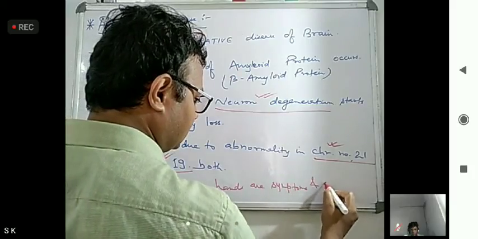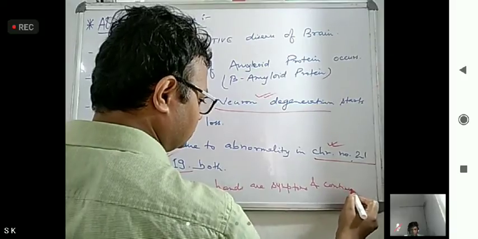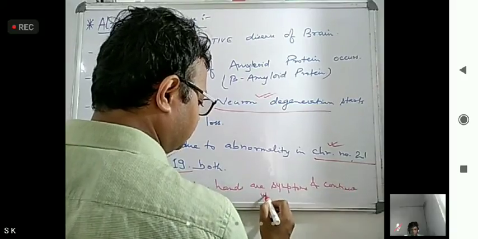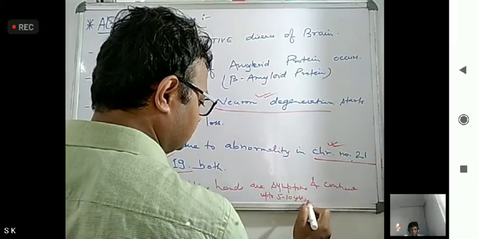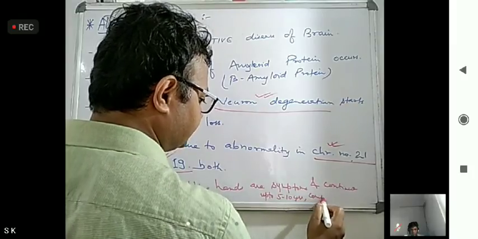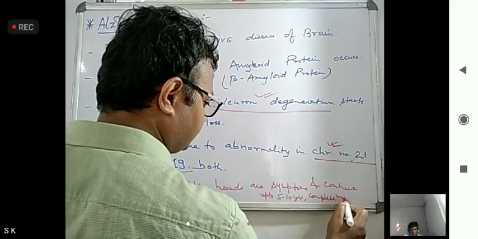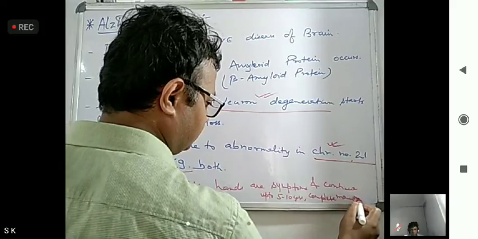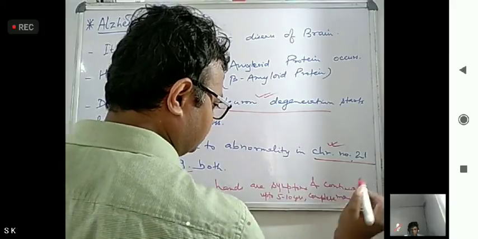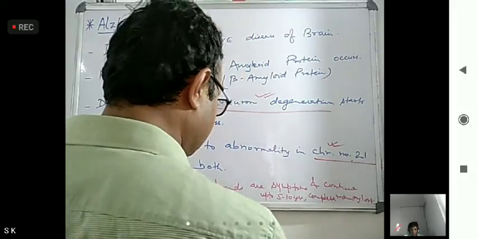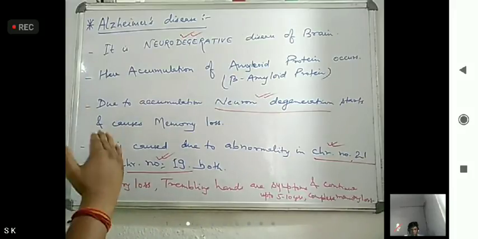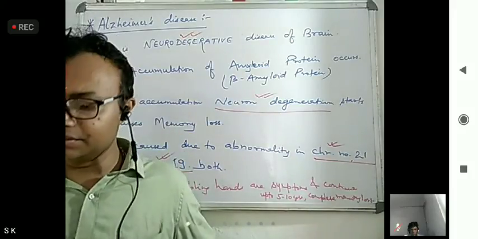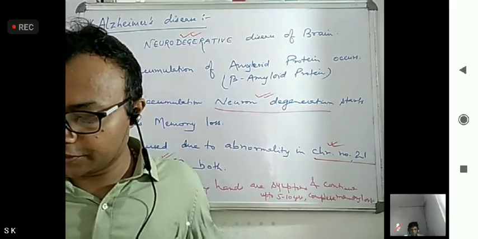And if it continues up to 5 to 10 years, complete memory loss. Okay. So what happens then? Complete memory loss occurs if 5 to 10 years have passed in Alzheimer's disease. Okay.